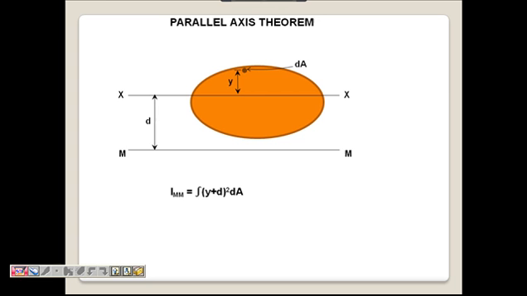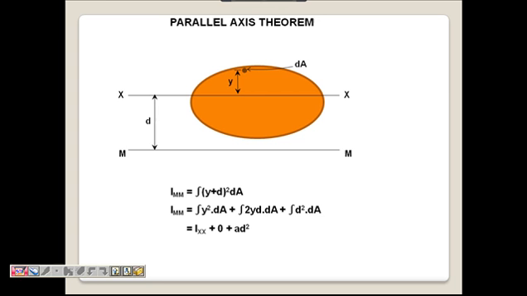Let's expand this square so that we get a compact expression. When we expand, we have y square dA plus 2yd dA plus d square dA. Let's look at each of these terms a little closely. The first term, y square dA, if you see from the previous slide, is nothing but Ixx. The last term, d being constant, is taken out of the integration, it is d square integral dA, which is nothing but d square into A. And the middle term, which is integral 2yd dA, is 0.